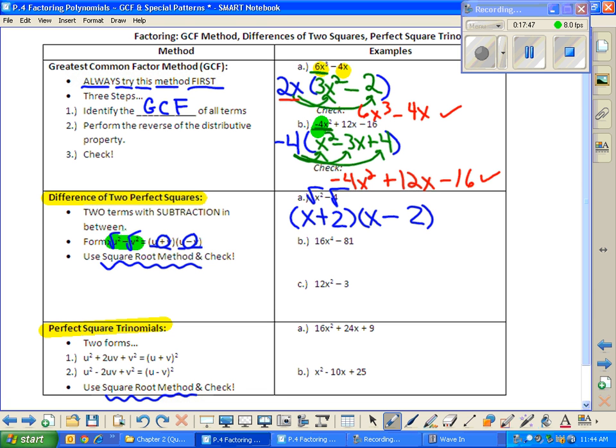It'll work for part B as well. Take the square root of the first part, you have 16x to the 4th. Square root of that is 4x squared. Square root of 81, that's 9. Put a plus and a minus. I am not done with that problem. I can factor it again. Does anybody see what factors again in that problem?